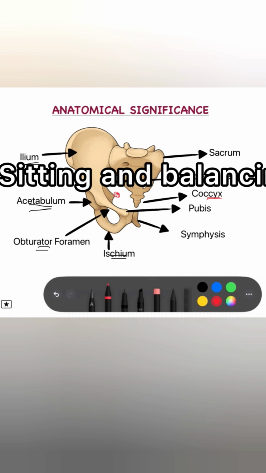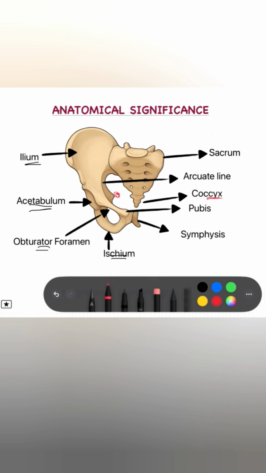The pubis is the one that is located anteriorly, this one here. It's also an attachment for the pelvic floor muscles, the protection of organs, and it forms part of the hip joint. So the pubic symphysis, not this one here. There's usually a ligament which attaches that forms the other hemipelvis.